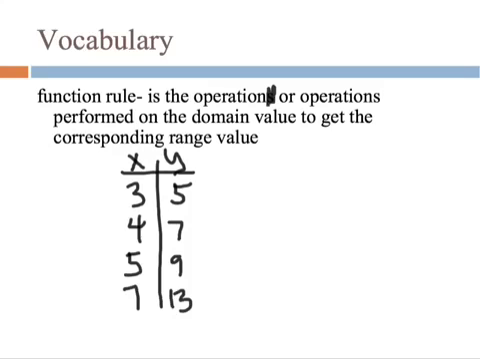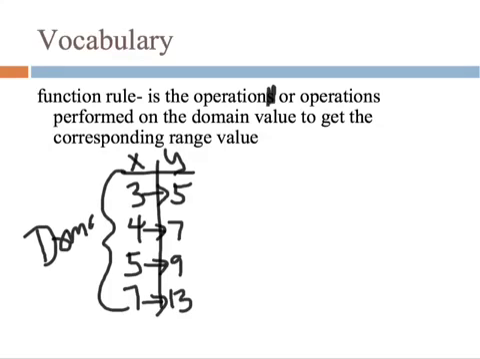Here we have a relation and we have it set up in a table. 3 is mapped to 5, 4 is mapped to 7, 5 is mapped to 9, and 7 is mapped to 13. We remember all of those x values are part of our domain. Every element of the domain is mapped to a unique element of the range. So yes, this is a function.